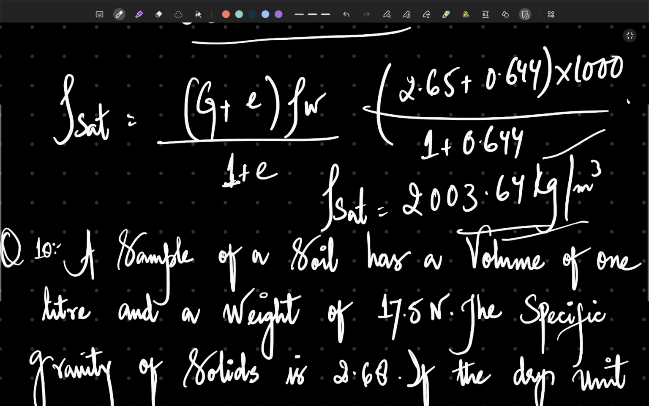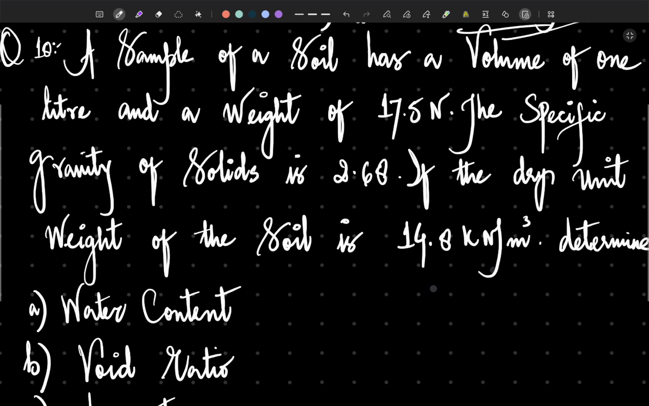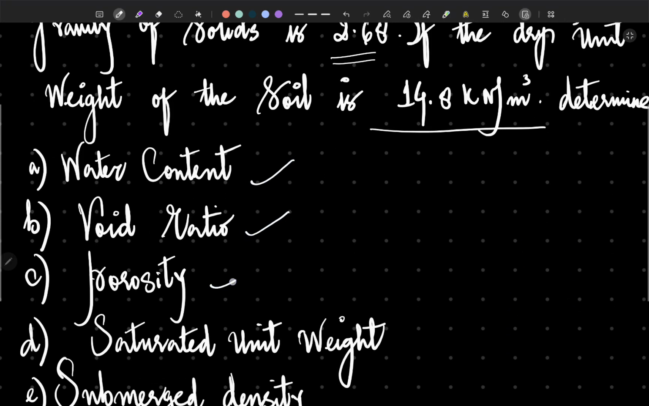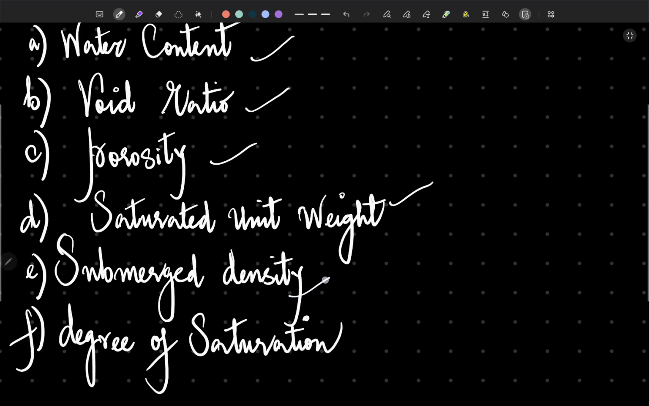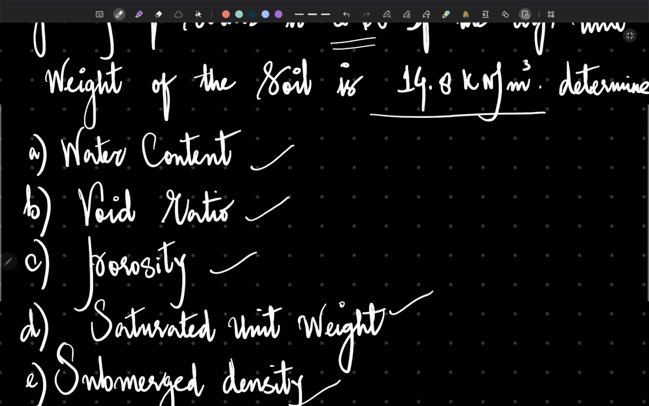All right, moving on to the next one. We have been given certain data and we have to find a lot of parameters. Question is, a sample of a soil has a volume of 1 liter and a weight of 17.5 newtons. The specific gravity of solids is 2.68. If the dry unit weight of the soil is 14.8 kilonewton per cubic meter, determine water content, void ratio, porosity, saturated unit weight, and submerged unit weight, as well as the degree of saturation. So let's find the values for all the parameters that the question demands.